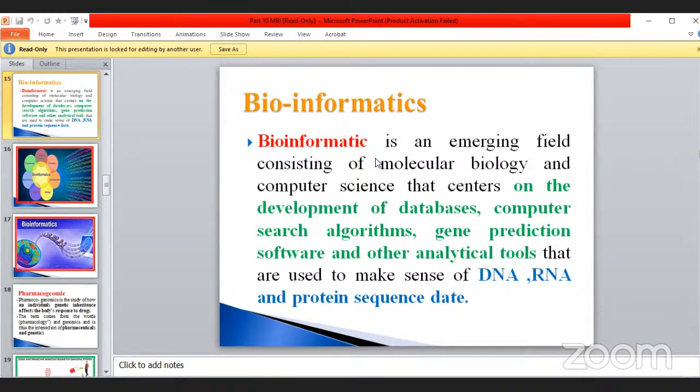Molecular biology: what are the molecules present in your body? Those molecules contain what components? Carbon, hydrogen, basically carbon, hydrogen, oxygen, nitrogen, sulfur, and phosphorus. These are the basic things. And the bonds, you already know what they are. Hydrogen bond is there, sulfur bond is there, and also glycosidic bond is there, peptide bond is there. These are the bonds.